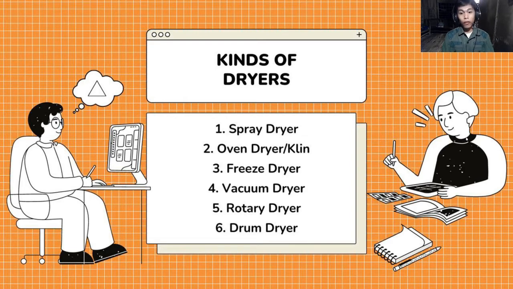Next is the oven dryer or the kiln, which will be discussed by John Rome Luna. The freeze dryer will be discussed by yours truly, Juriel Tapungot. The vacuum dryer will be discussed by Jeff Hansen Simene. The rotary dryer will be discussed by Ervin Zalsos. And lastly, the drum dryer will be discussed by Jomar Saldares.